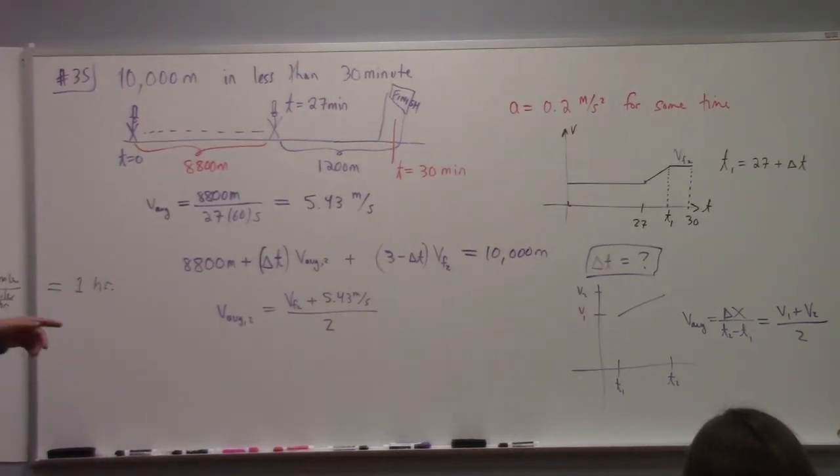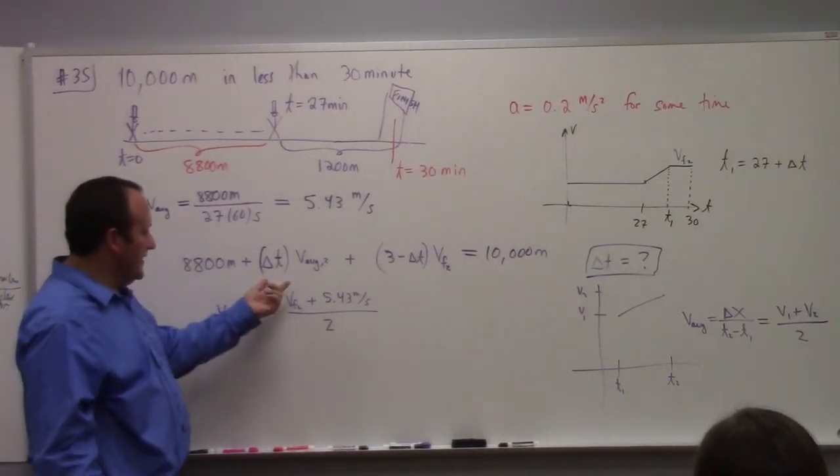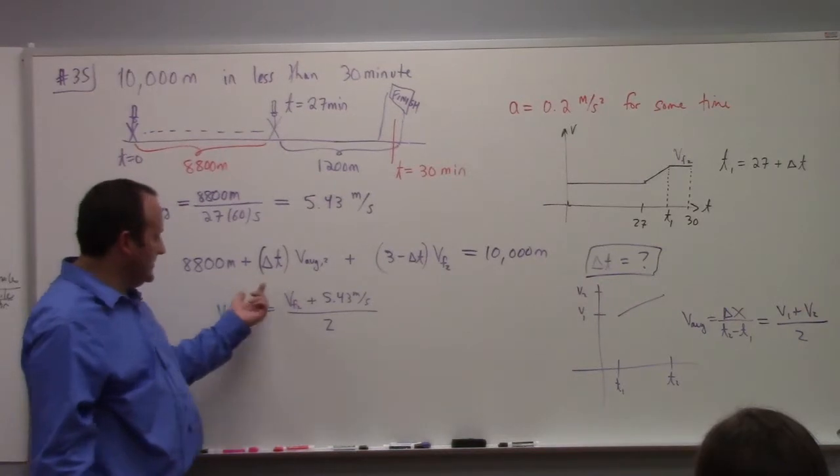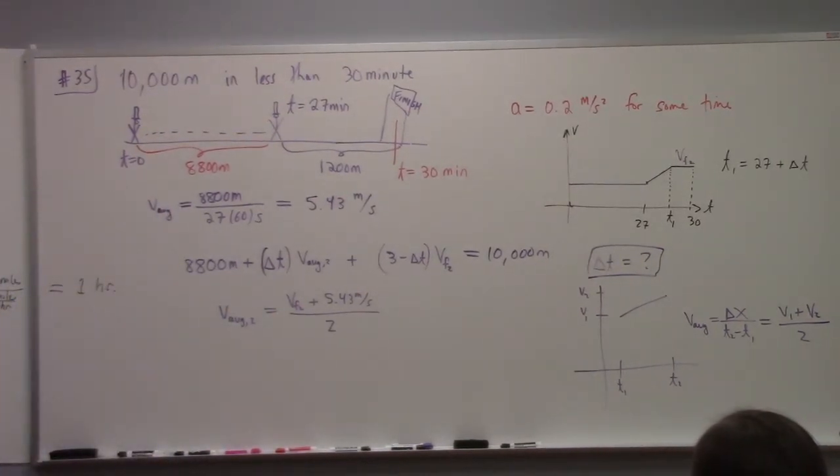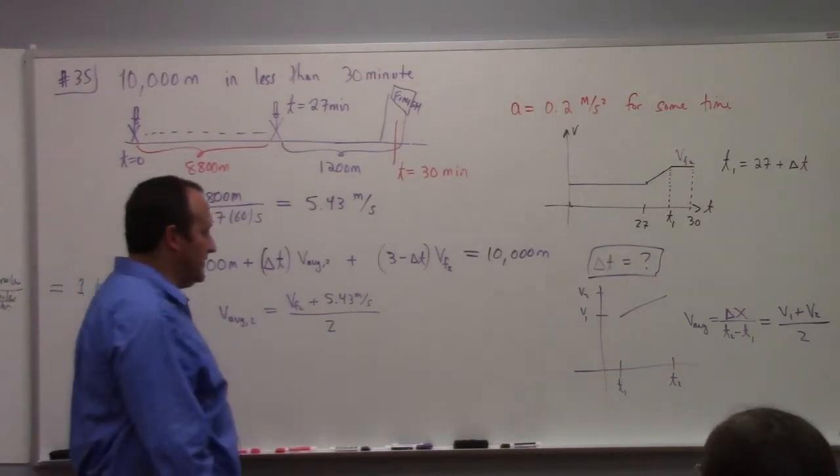So if I plug that up into here, then I have an equation that just involves delta t and vf2. So I've still got two unknowns, right? What have I not used yet? Yeah, I've not used the acceleration. So how does that figure in? How does the acceleration figure into anything else?